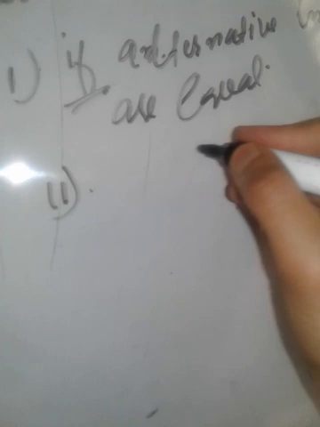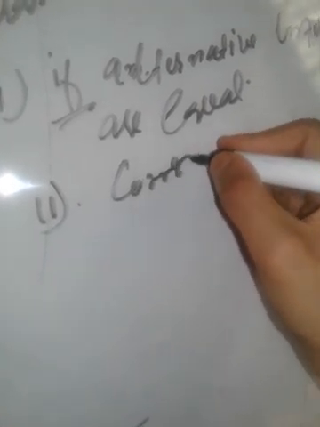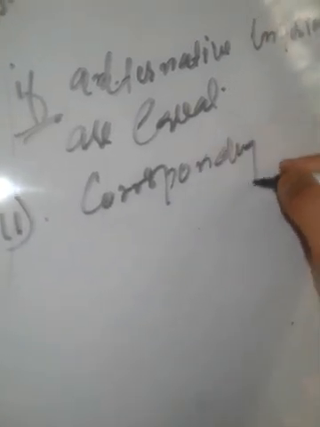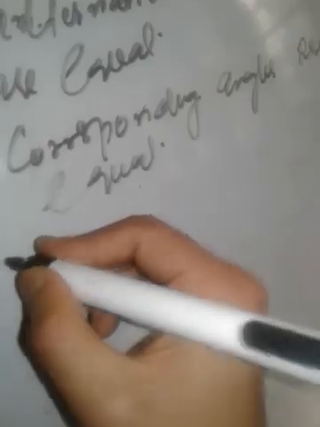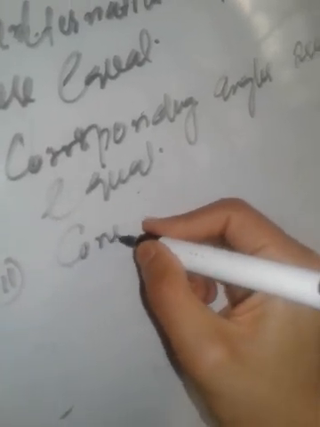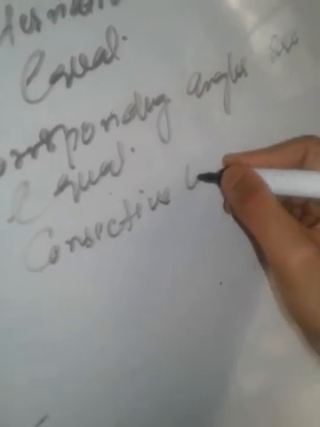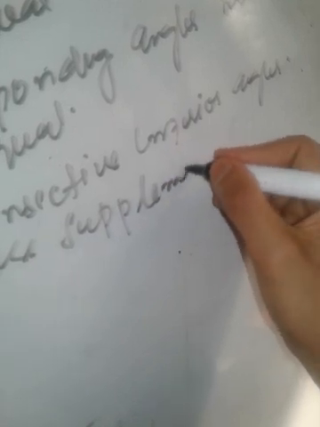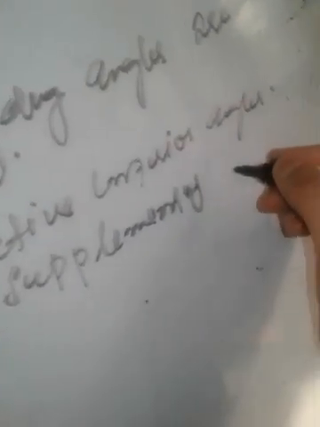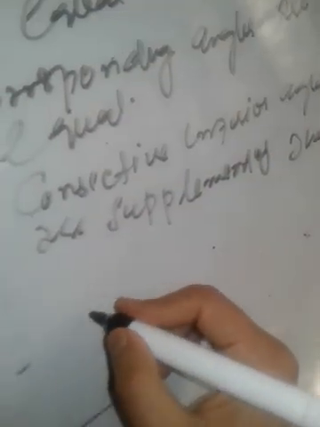number two, corresponding angles are equal. Number three, consecutive interior angles are supplementary. Then what will happen? The two lines are parallel.